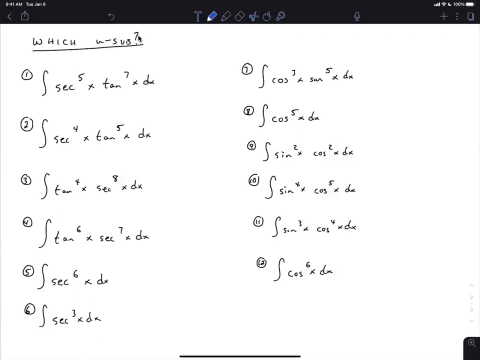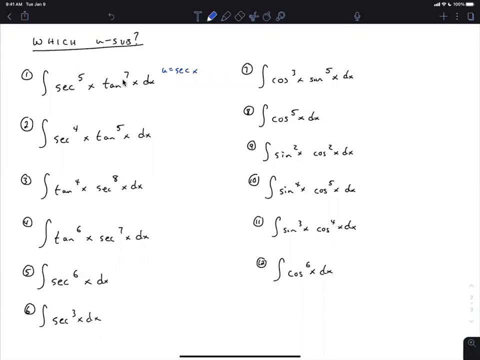All right, so let's start talking about these. On the first problem, if you let u equal secant, du is secant tangent. So you're going to have 4 secants left and 6 tangents left. Which one do you then have to rewrite if u is secant? Tangent. And so the fact that there's 6, that's good. So u equals secant works.